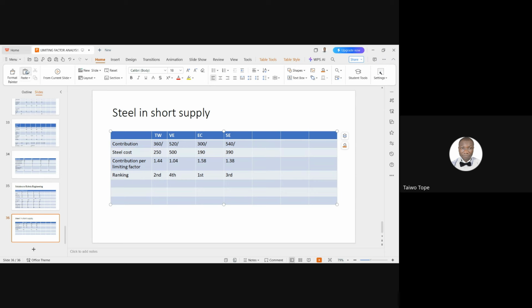So now, if we want to produce, which products are we to produce first? We are to produce EC. In descending order, EC. Yes, we produce EC first.